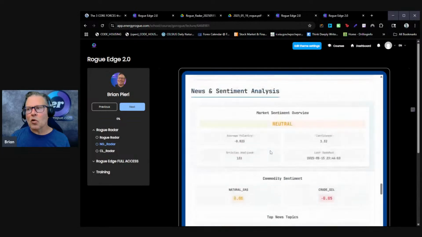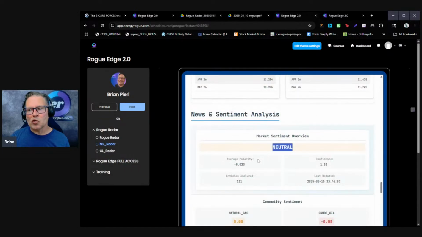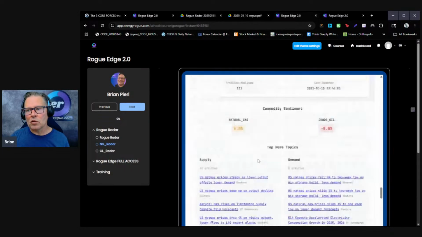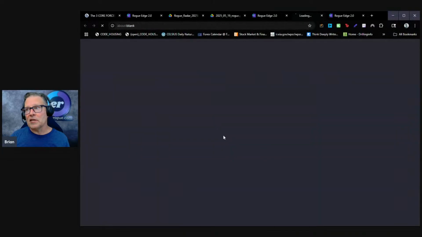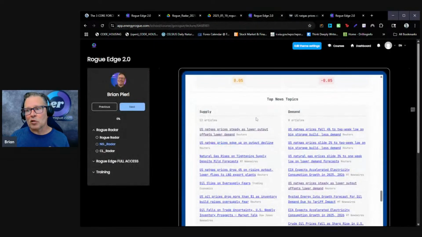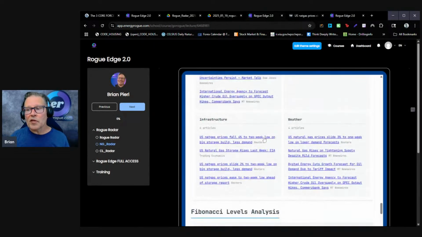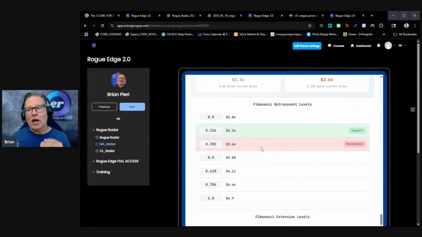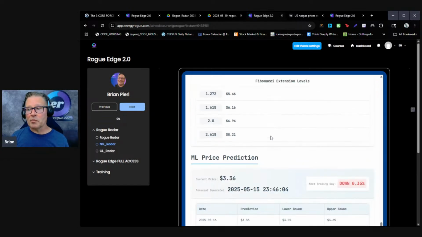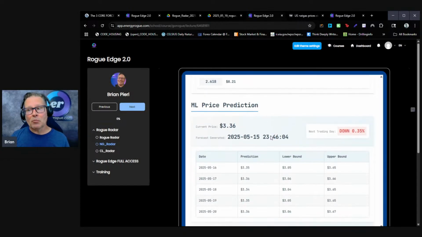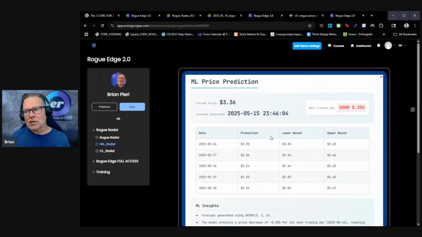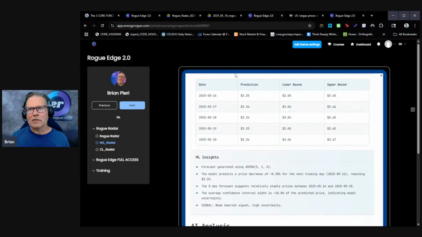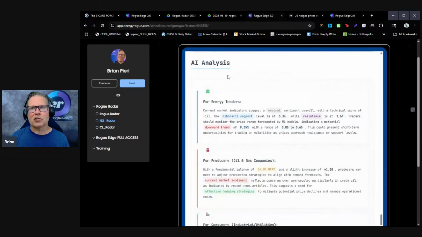With a simple scroll, you can see what the news sentiment is, on neutral. You can actually pull up each one of these articles and evaluate for yourself what you think is out there. On the Fibonacci level, it gives you the near-term support and resistance levels, and then what the next level down or up would be, and a machine learning price projection. So this is very important for you to have at your fingertips.